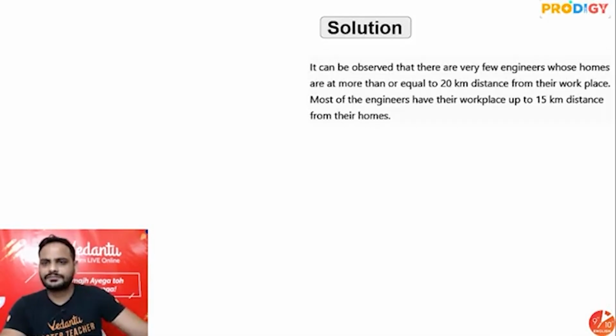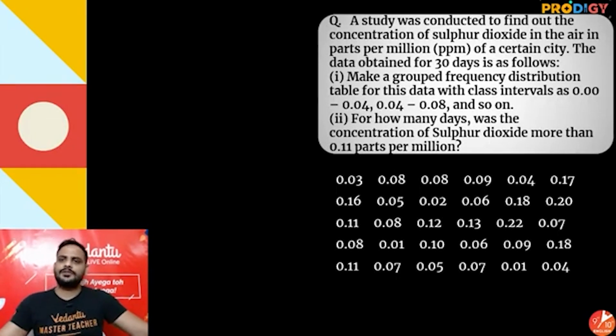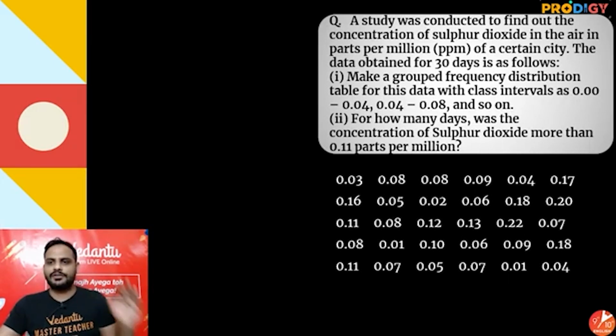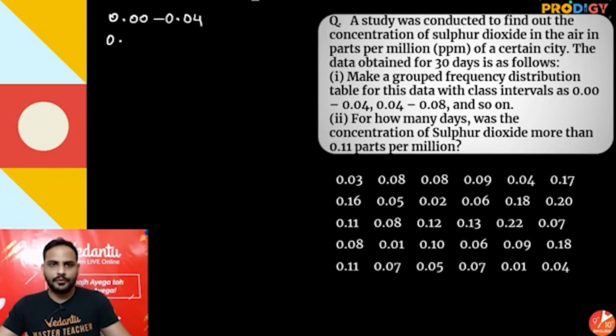Like this. Alright. Next, look, a study was conducted to find out the concentration of sulfur dioxide in the air, in parts per million (ppm), of a certain city. The data obtained for 30 days is as follows. Make the frequency distribution table. Same logic. Look, 0.00 to 0.04. Then it will be 0.04 to 0.08 and so on. So the highest value I can see is 0.20 till now.